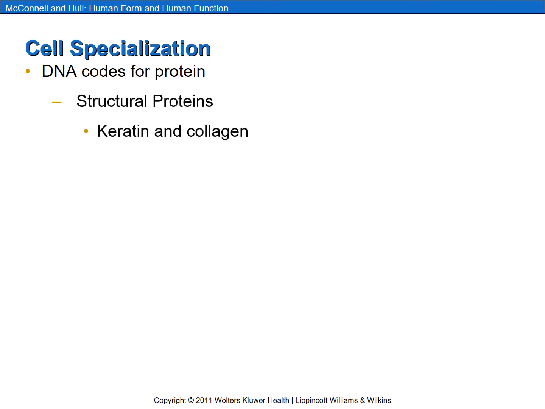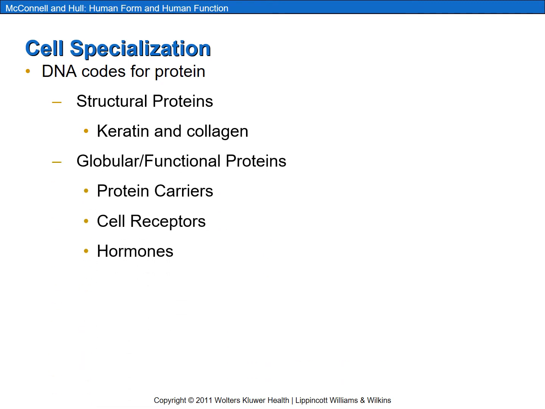Remember that over 50% of the organic matter of your body is composed of structural proteins, all of which are made according to your DNA. But not only the structural proteins, but the globular or functional proteins are made according to your DNA. So your protein carriers, cell receptors, hormones, all of those very important proteins which have a large impact on your metabolism are all constructed according to your DNA.